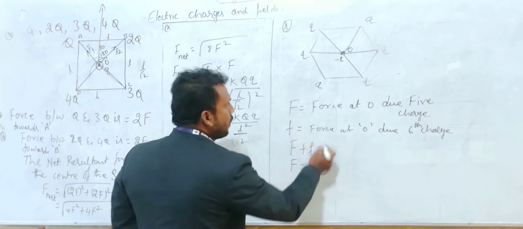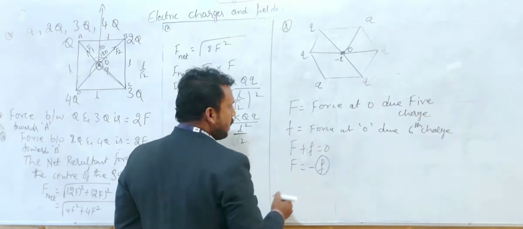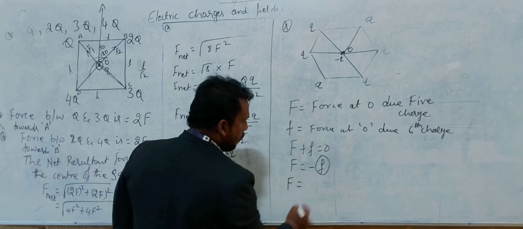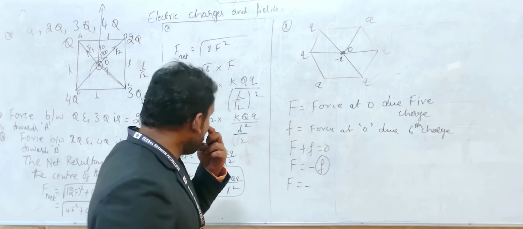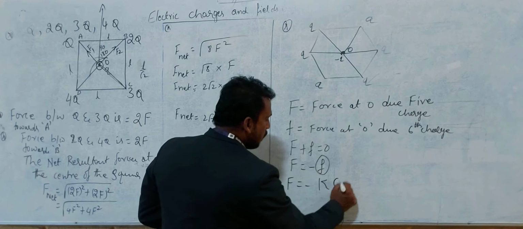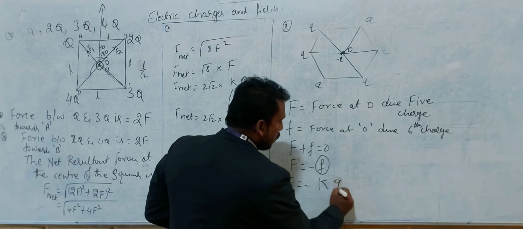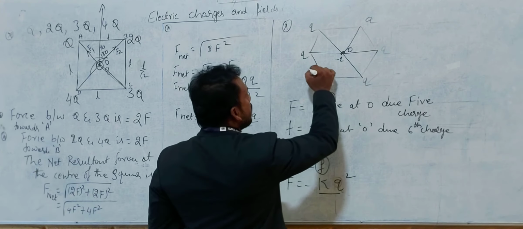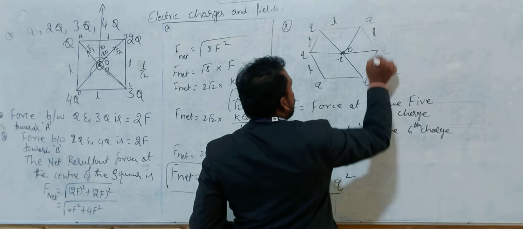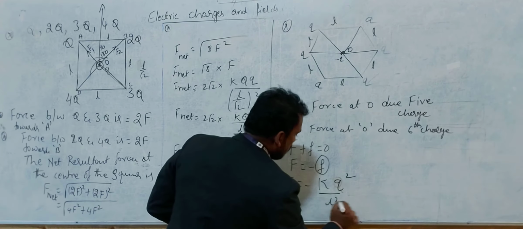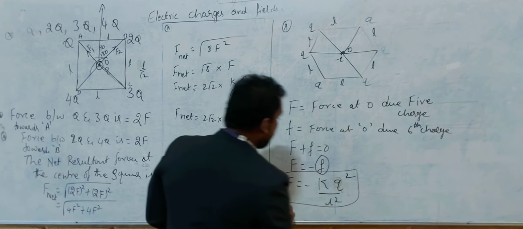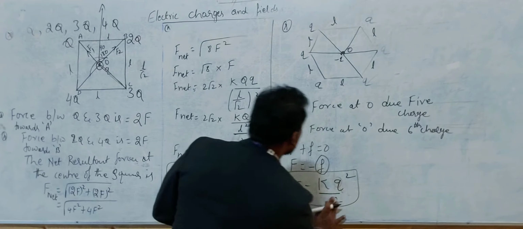What is the force between Q charge and minus Q charge? Therefore, F is equal to minus K Q square divided by L square, where the side is L meter.